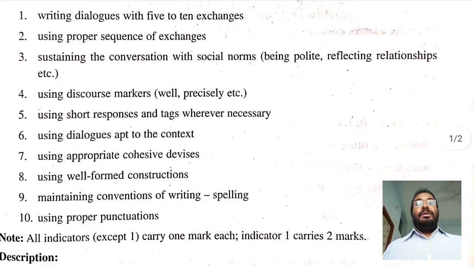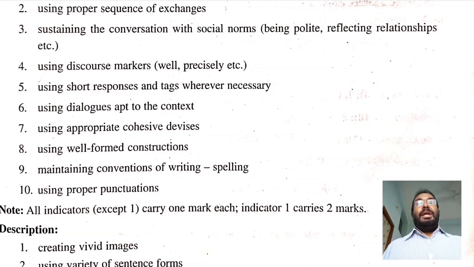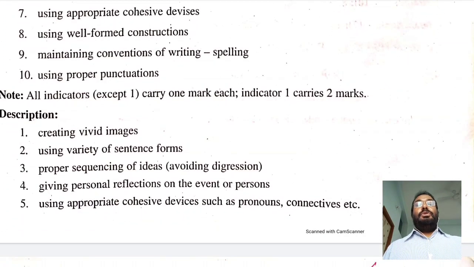Then the sixth, the dialogue should be apt and in context. So the seventh one is using appropriate cohesive devices. As I told you in the first one, this cohesion we will discuss afterwards. Eighth one, well-formed constructions. Ninth one, conventions of writing. Then proper punctuation, which should be used for every major discourse. So you have 1 mark each.